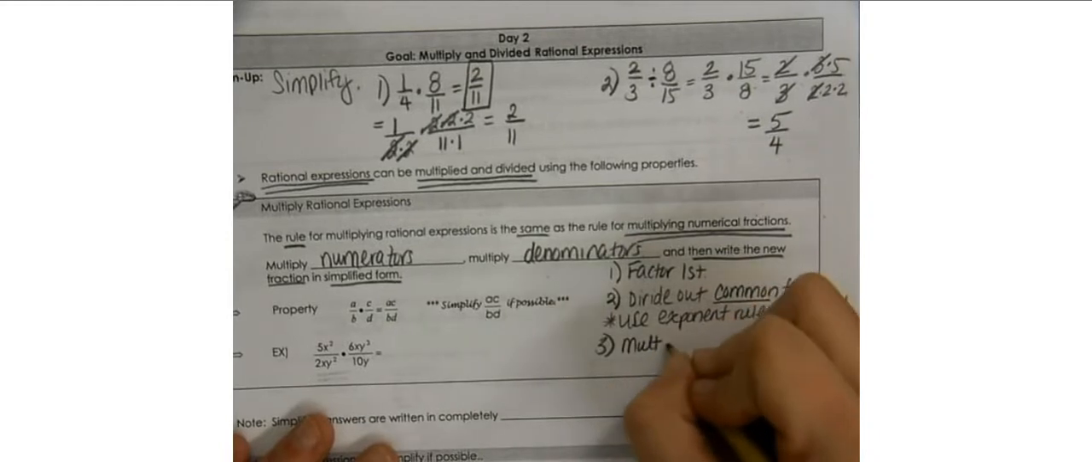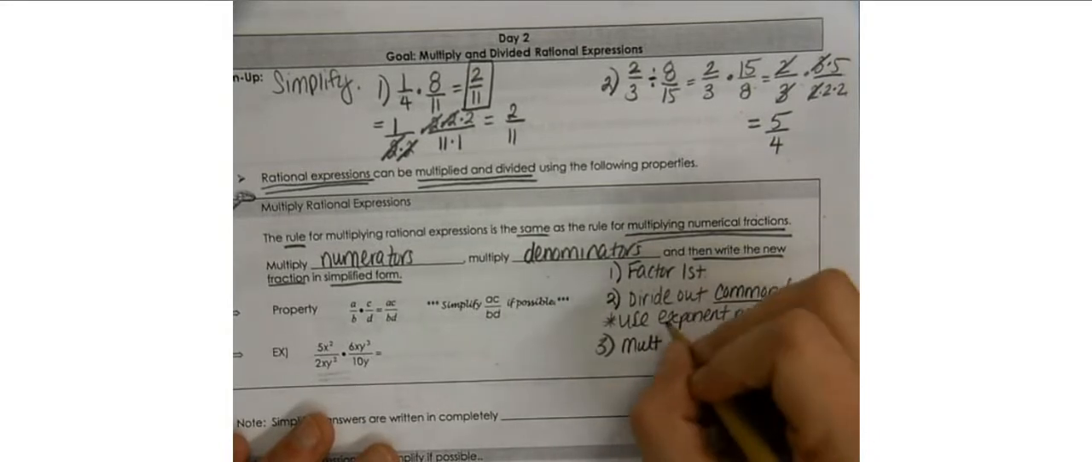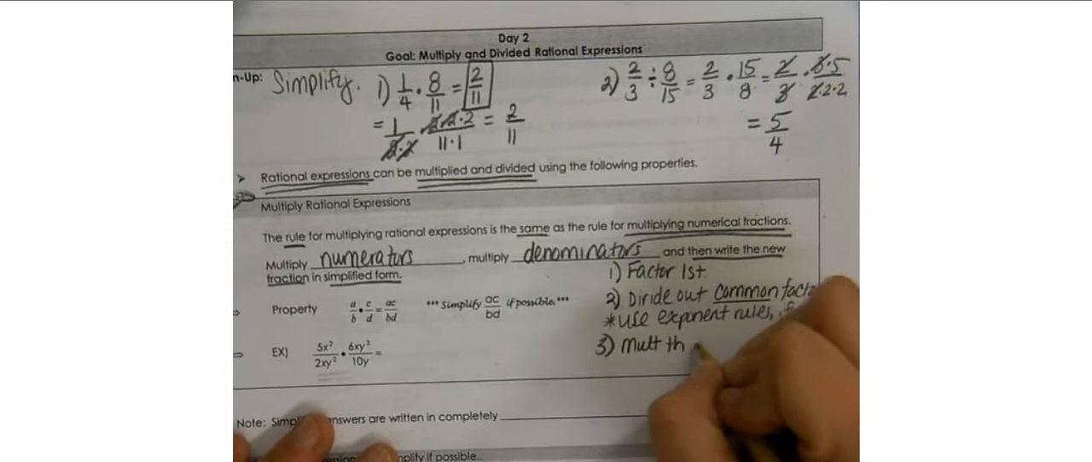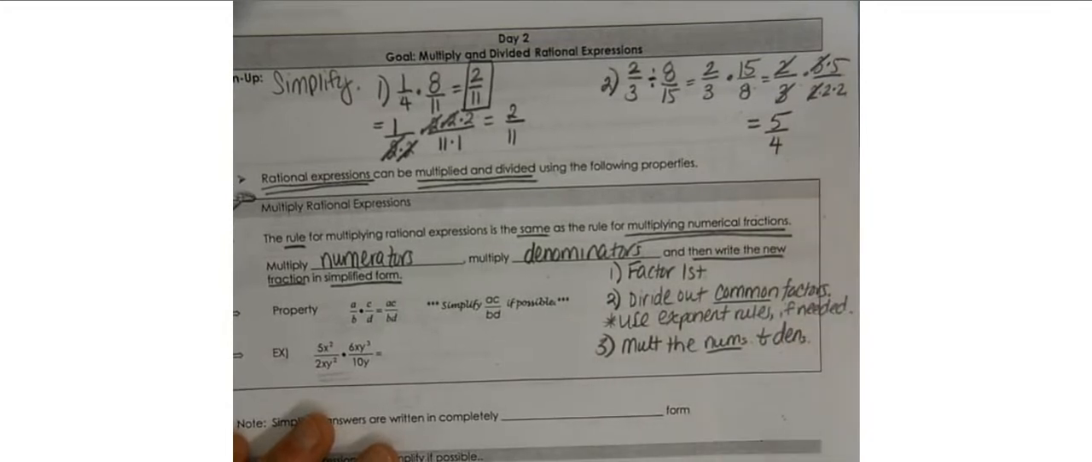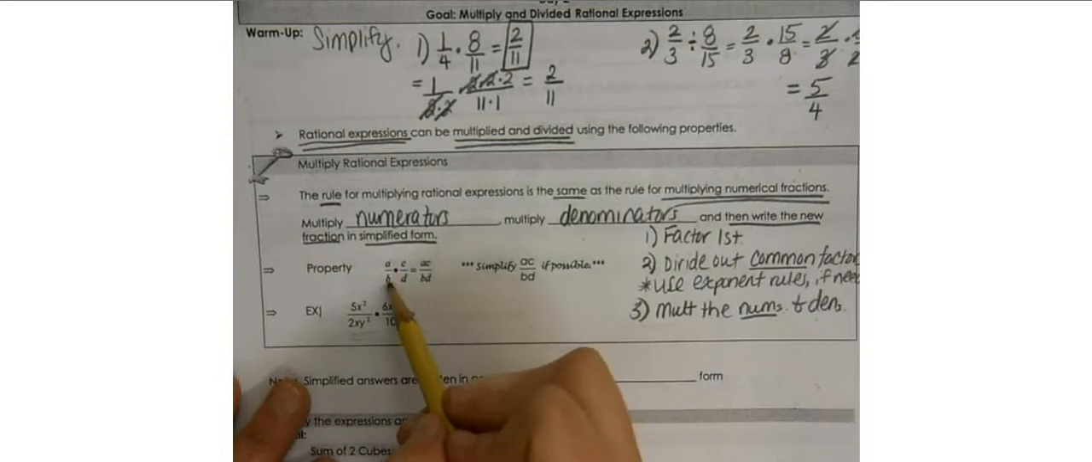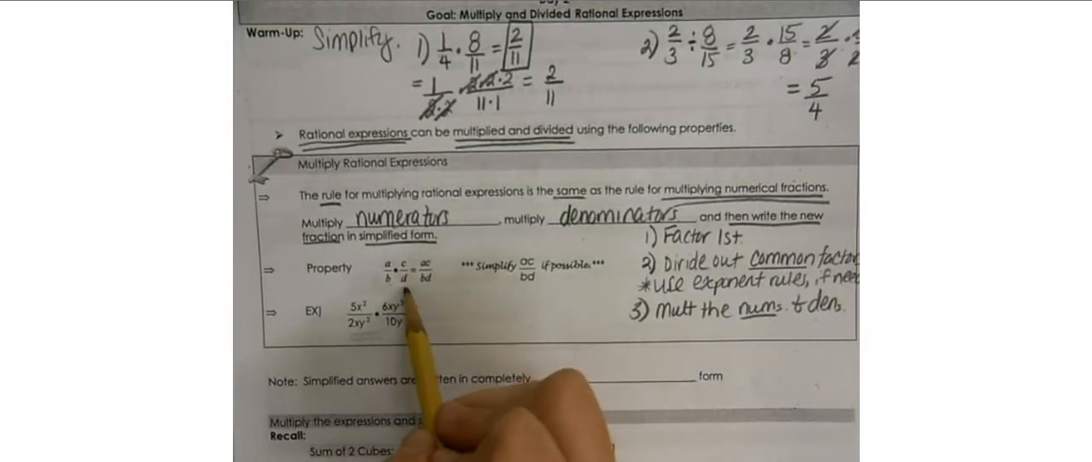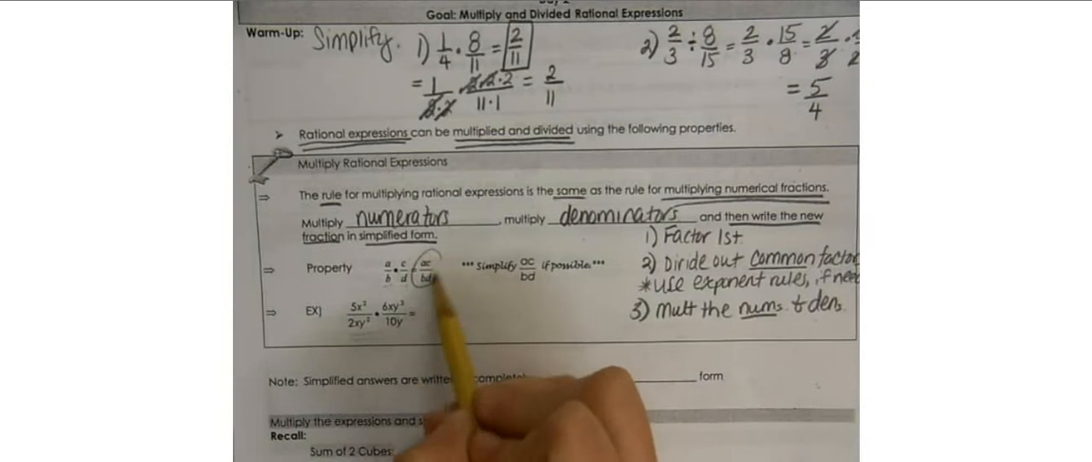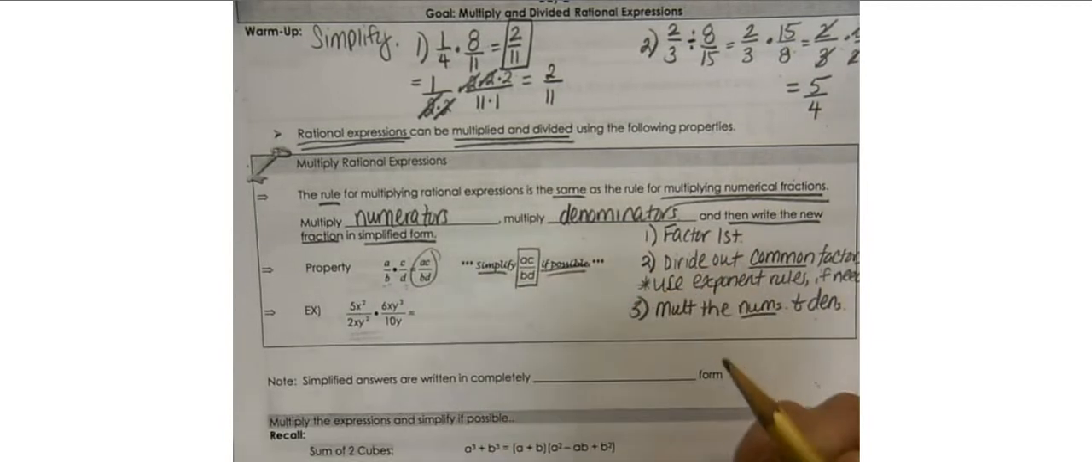Then step 3, I want you to multiply your numerators with your numerators and your denominators with your denominators. So this property goes like this: if you have A over B times C over D, multiplying straight across, our answer is AC over BD. If AC over BD can be simplified, please make sure that you do so.